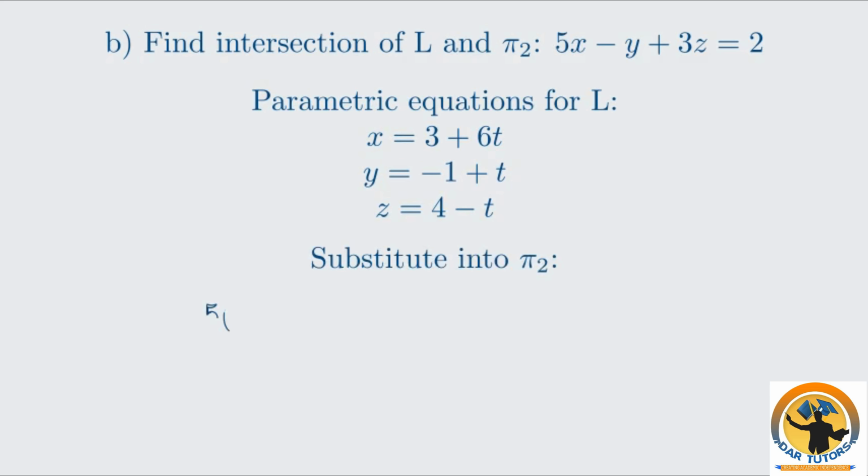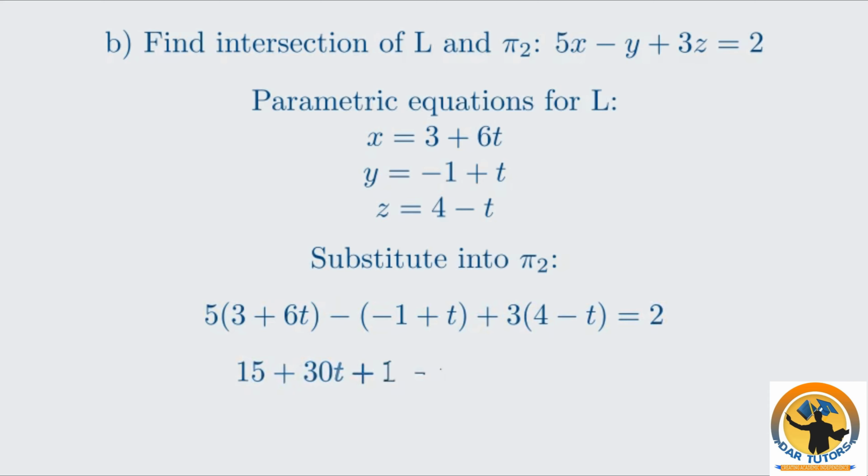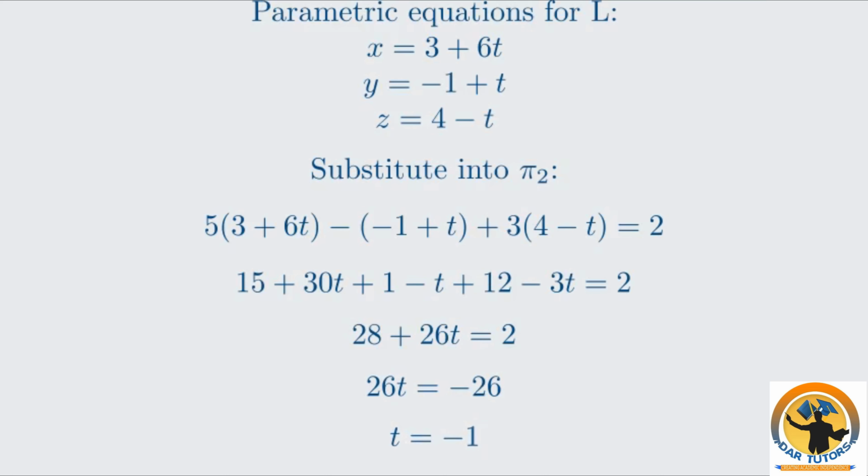Now, we substitute these expressions for x, y, and z into the equation for plane pi2. This gives us 5 times (3 plus 6t) minus (minus 1 plus t) plus 3 times (4 minus t) equals 2. Expanding and simplifying, we get 15 plus 30t plus 1 minus t plus 12 minus 3t equals 2. Combining like terms, we have 28 plus 26t equals 2. Solving for t, we find t equals minus 1.